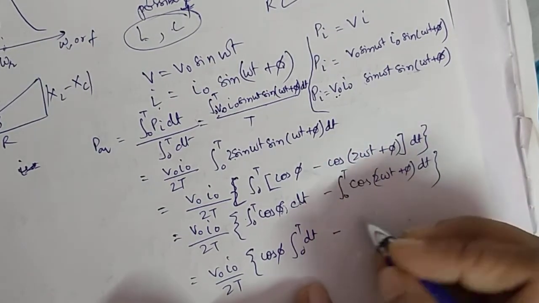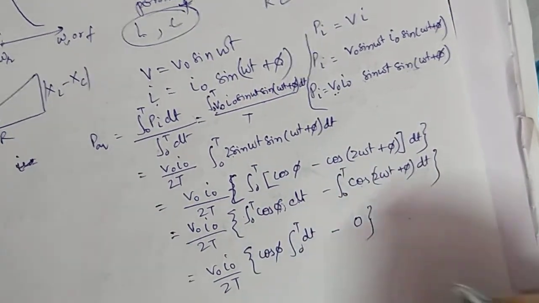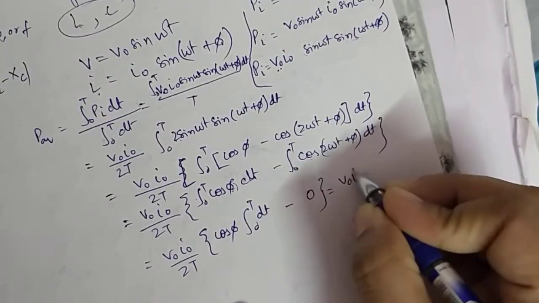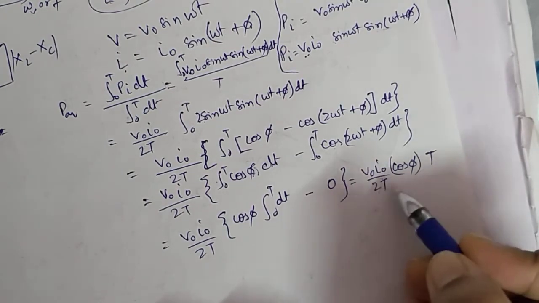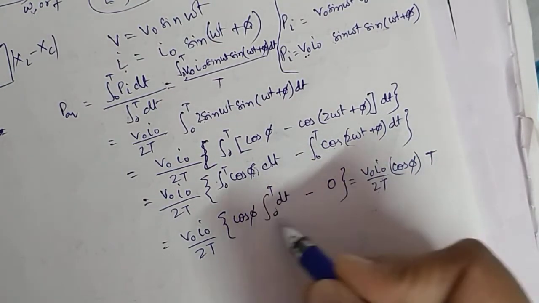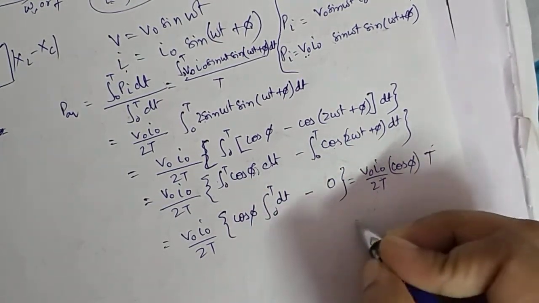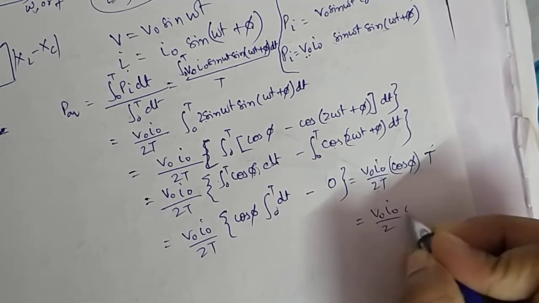For one complete cycle, this is 0. So what we get here is V0 I0 by 2T cos phi, and this integration is T. So T and T cancel. What we get is V0 I0 by 2 cos phi.